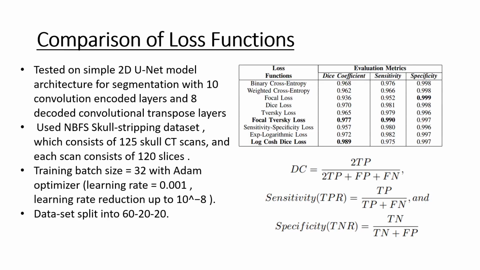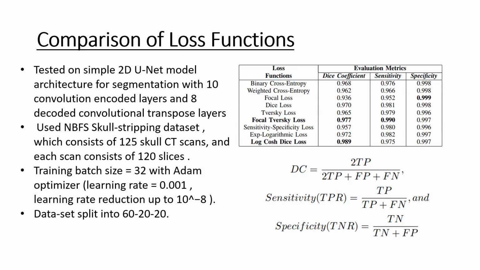Now here we compare the different loss functions on the basis of our evaluation metrics that are dice coefficient, sensitivity, and specificity. For testing them, we have used a simple 2D UNet model architecture of segmentation with 10 convolution encoder layers and 8 decoder convolutional transpose layers. We have used the NFBS skull stripping dataset, which consists of 125 skull CT scans, and each scan consists of 120 slices. Our training batch size was 32 with Adam optimizer and the learning rate 0.001, and the data was split into 60 to 20 to 20 ratio.